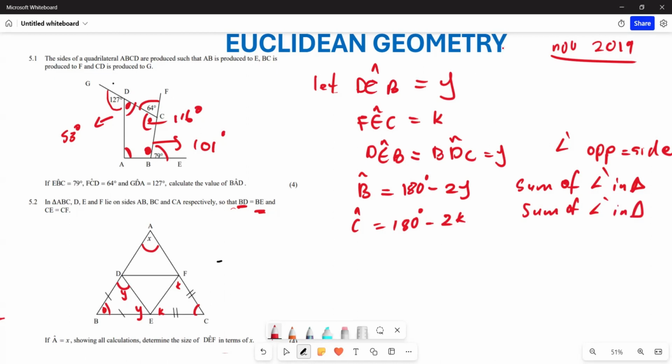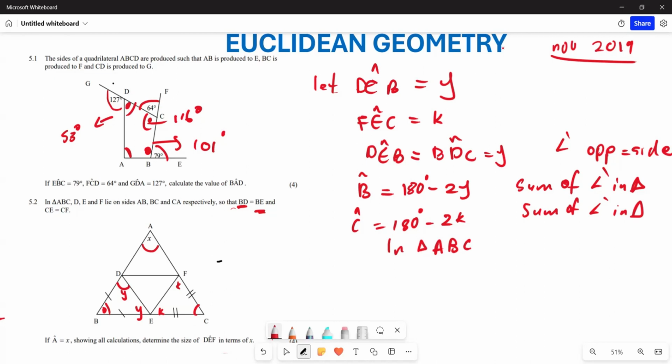So now what is it that I'm going to do from here? Now in triangle ABC, if I look at my angle A, what is it that I'm going to have? I'm going to have all these angles.